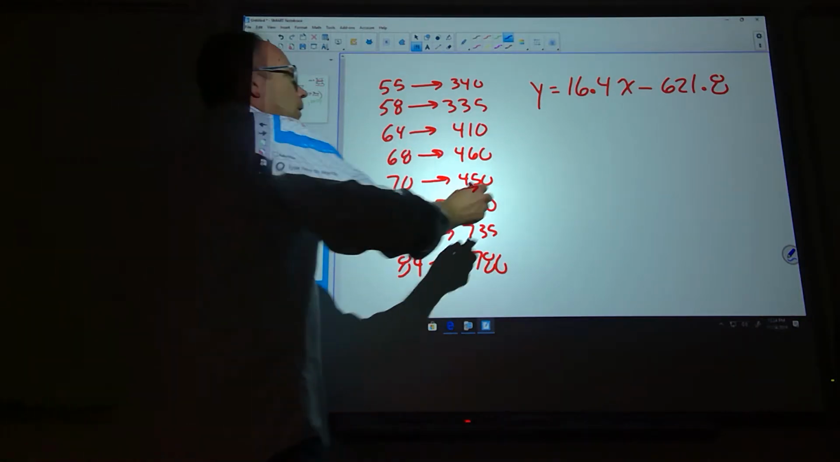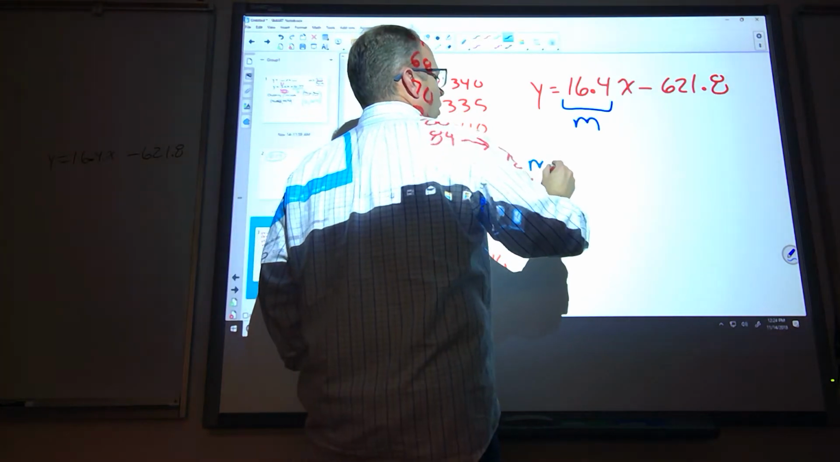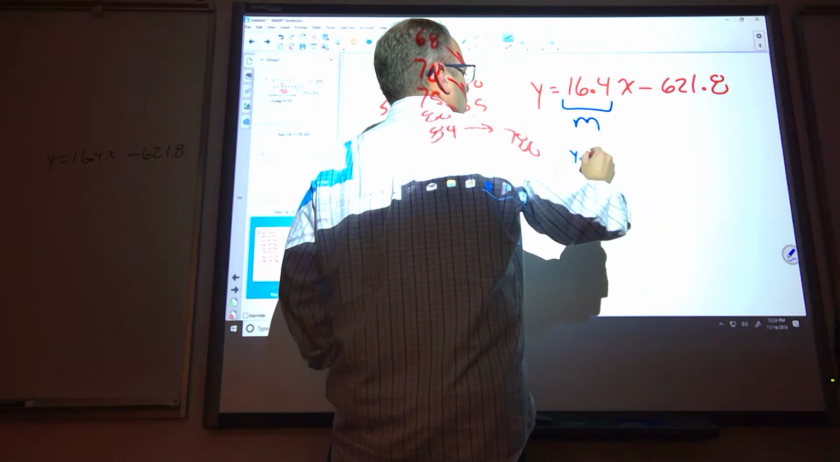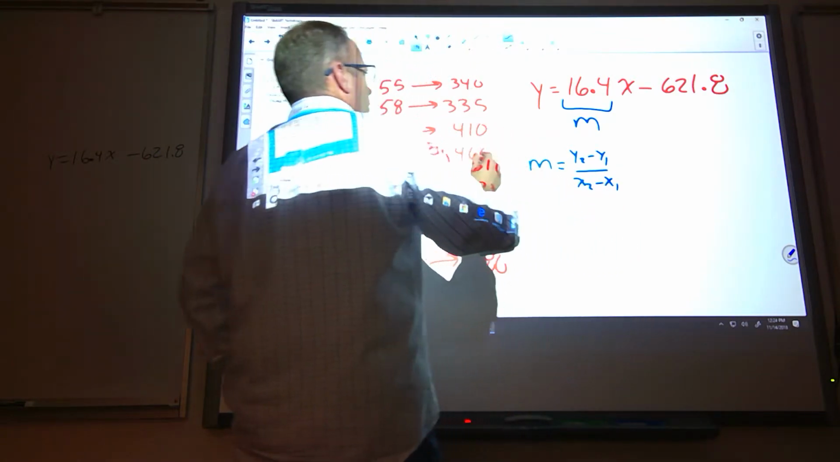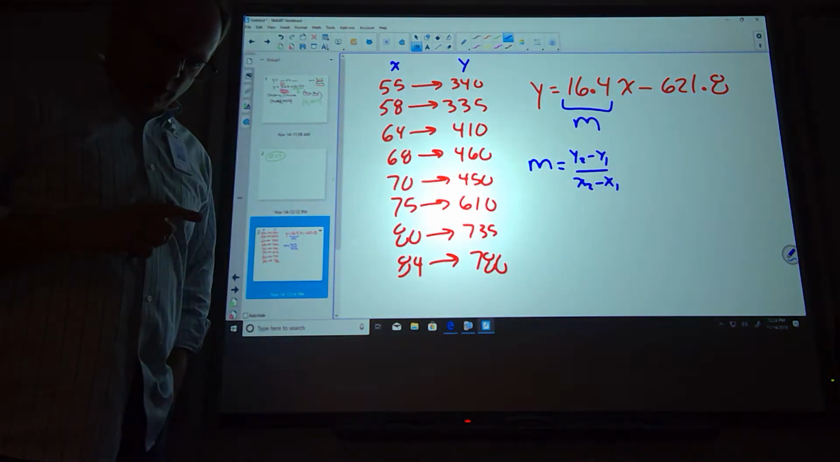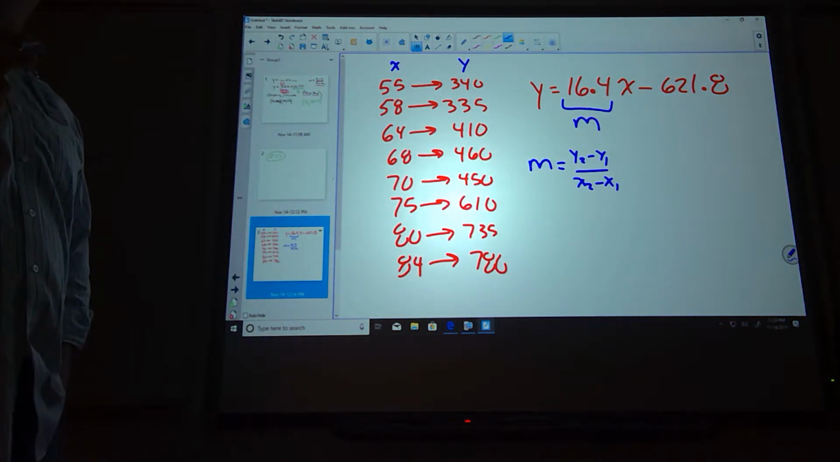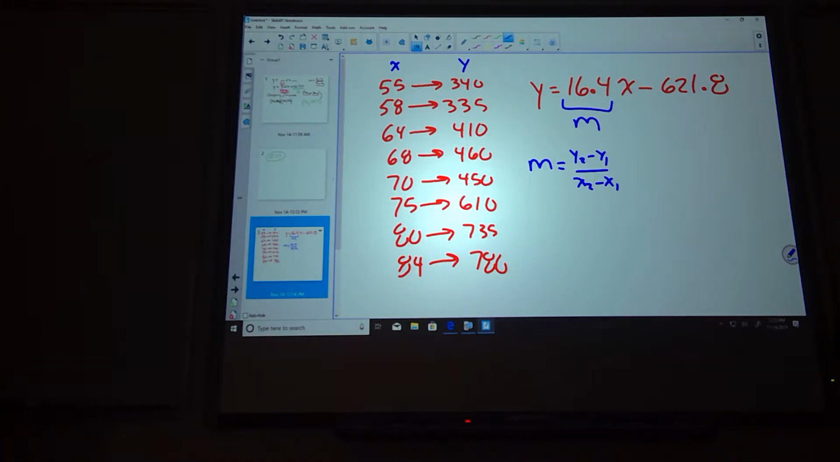16.4. Cool. That's my slope. Okay, so now let's think about this. We know our slope is y2 minus y1 over x2 minus x1. So these were my y values. This is my x values. My y values were number of cans of soda sold, and my x values was the increase in temperature.